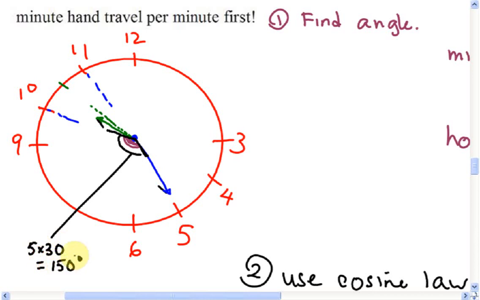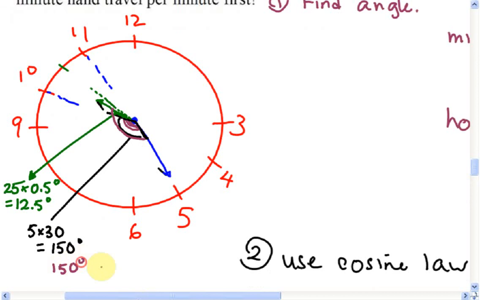Now, we've got this little extra bit here as well. This extra bit in green here is hard to see, but let me ask you this. For 10 to 10:25, guess what? That's 25 minutes. And each one of those little minutes, how many degrees does the little hour hand travel? Only 0.5 of a degree. So what's 25 times 0.5? That's 12.5 degrees. Put them all together to give you the actual angle in purple. What would it be?